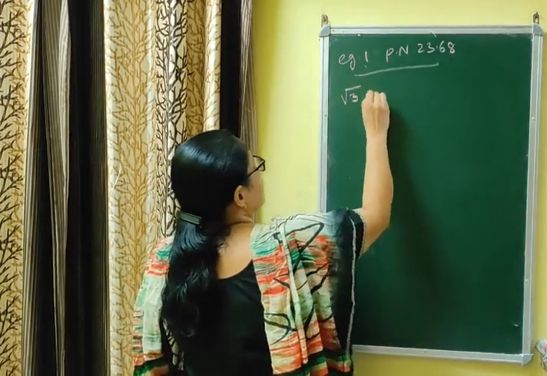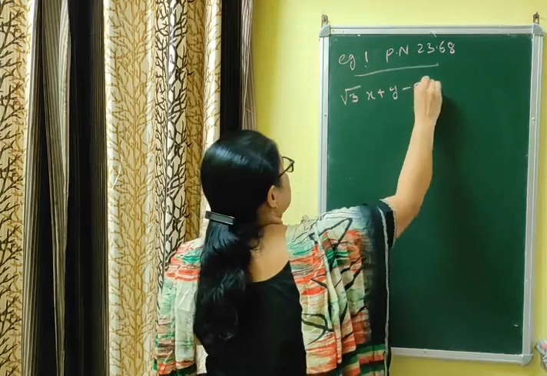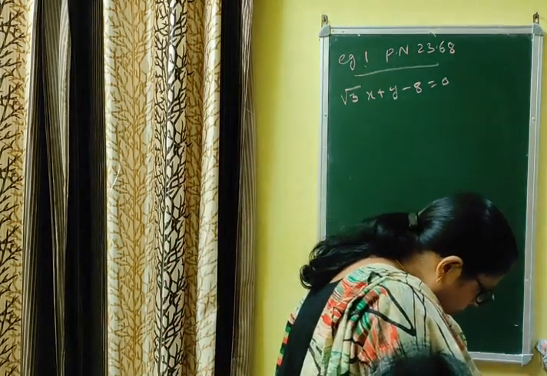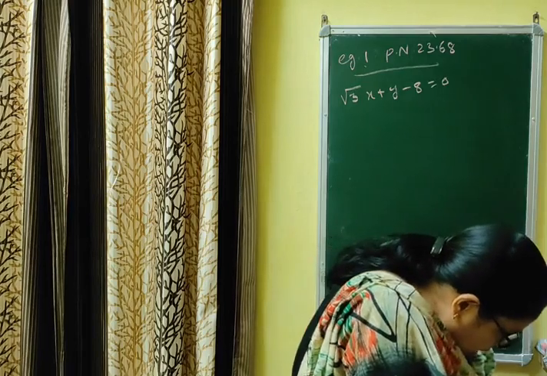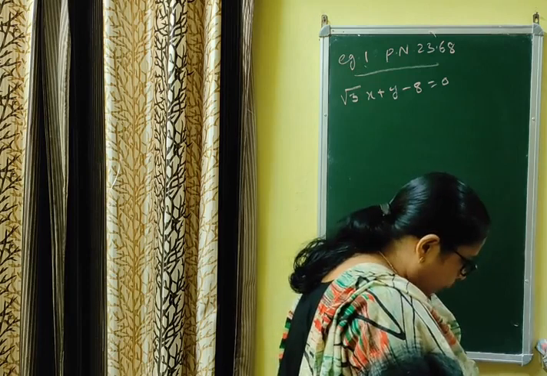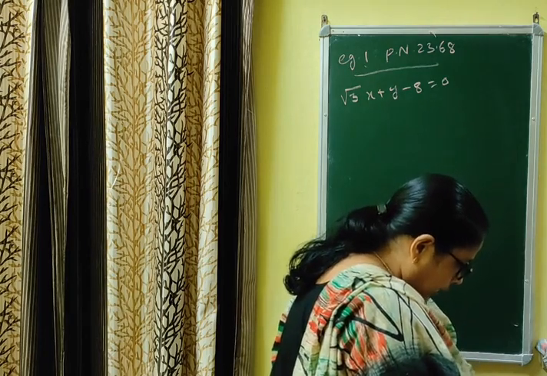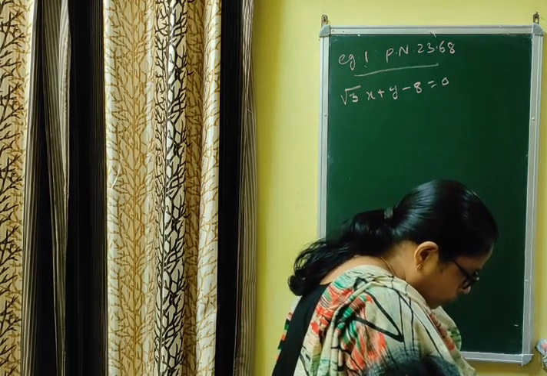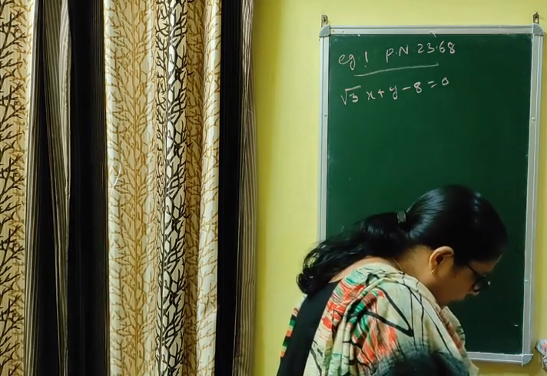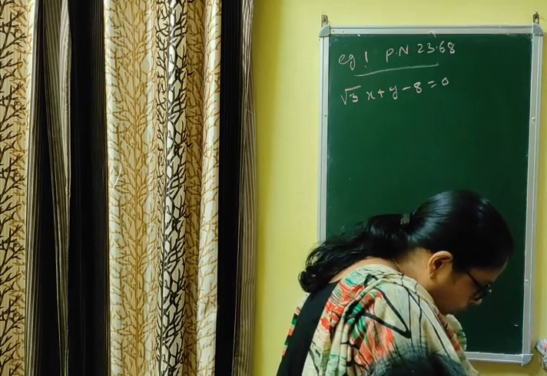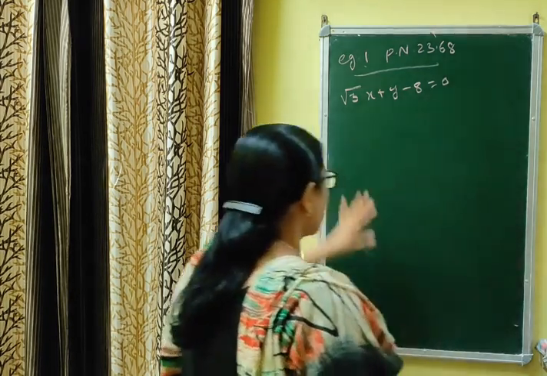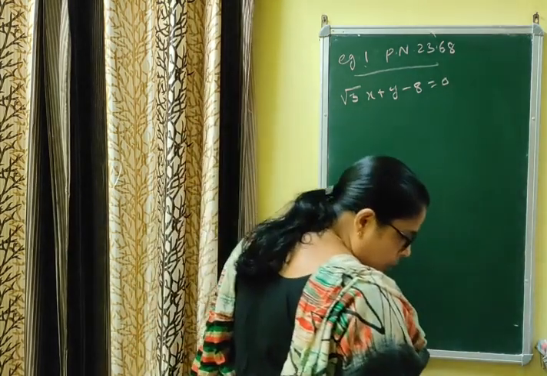into, first, slope intercept form, and find its slope and y-intercept. Second is intercept form, find the intercepts on the coordinate axes. Third one is normal form, and find the inclination of the perpendicular segment from the origin on the line with the x-axis, and its length. First of all, we have to convert this into slope intercept form.